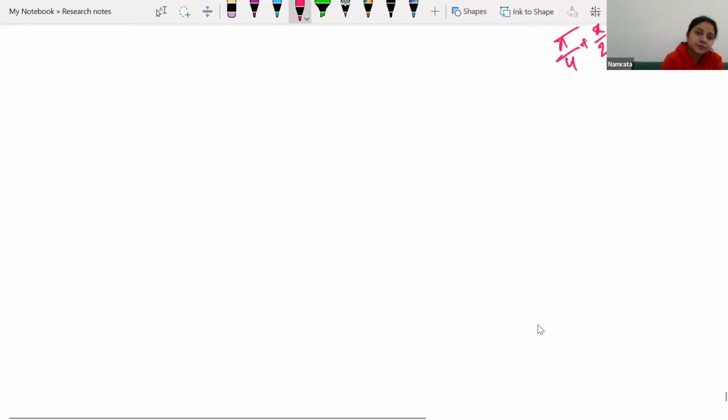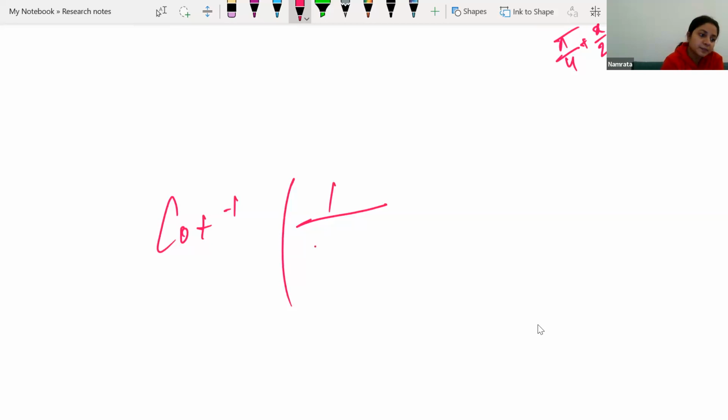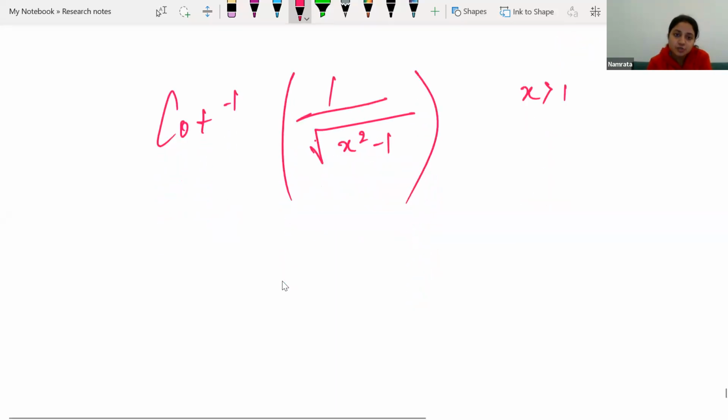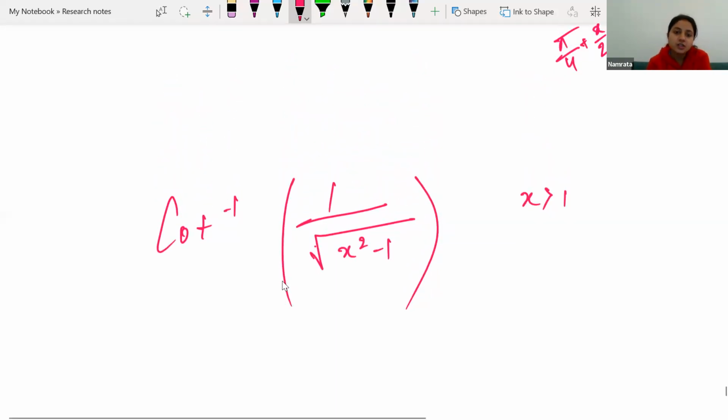If we have cot inverse of 1 by under root x square minus 1, where x is greater than 1, obviously we have to write it in simplest form. What to do over here? What can be taken as a substitution, so that since cot inverse is there, we want to make it cot over here? How can we do so?